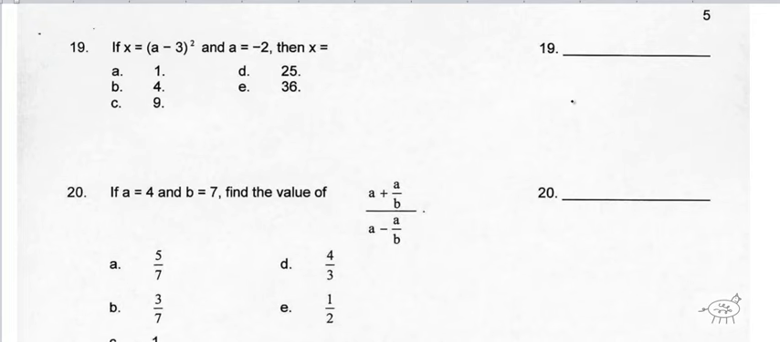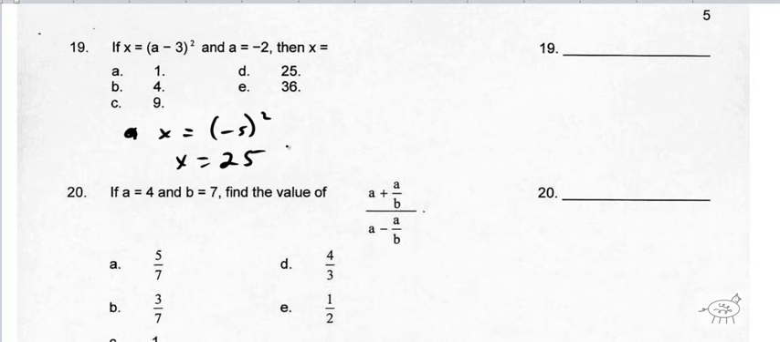Okay, so if x equals that and a equals negative 2, it's just a matter of plugging it in, guys. So x equals negative 2 minus 3, which is negative 5, squared. So x equals 25. Don't forget when you square a negative, it becomes positive. And so that's D.